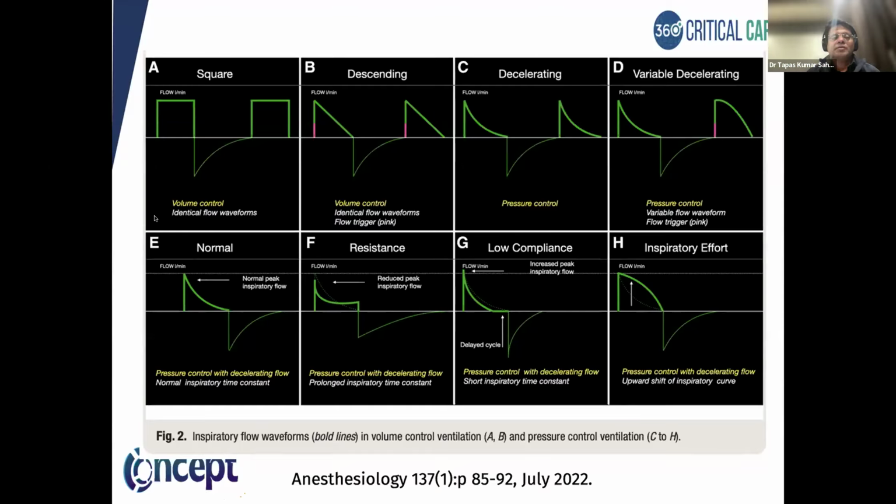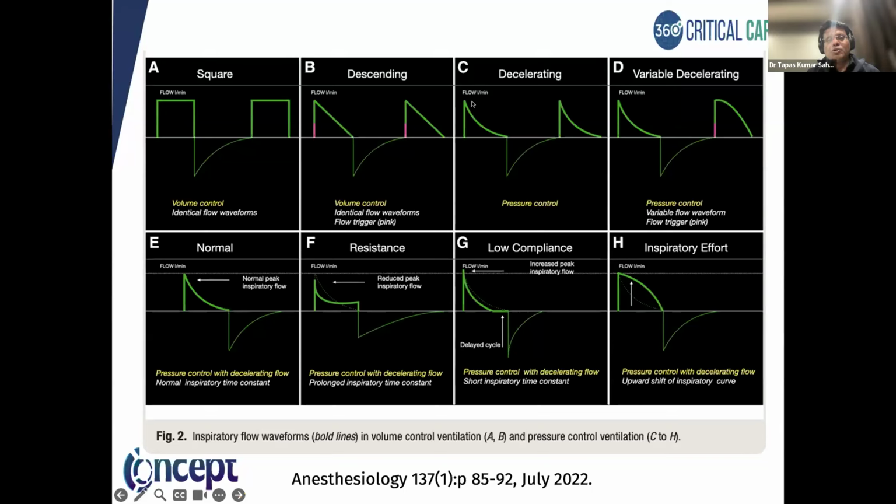This is the square flow. Clear? This is volume control. Descending flow, volume control. Okay. Identical flow wave. Flow trigger is the pink. This means this is the flow trigger happening here.